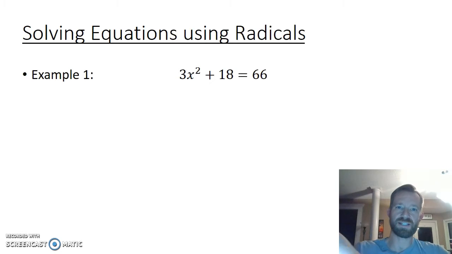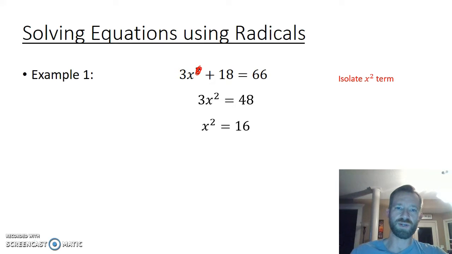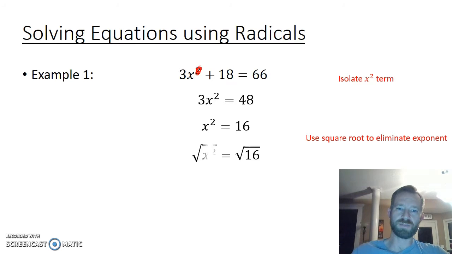So pretend as if this squared isn't here for a second. What would you do? Well, you'd isolate that term. You'd subtract off 18 and divide by 3. You just get that x squared by itself. At this point, we want to go ahead and take the square root of each side, and the square root will eliminate the exponent. So we'll go ahead and do that to each side.